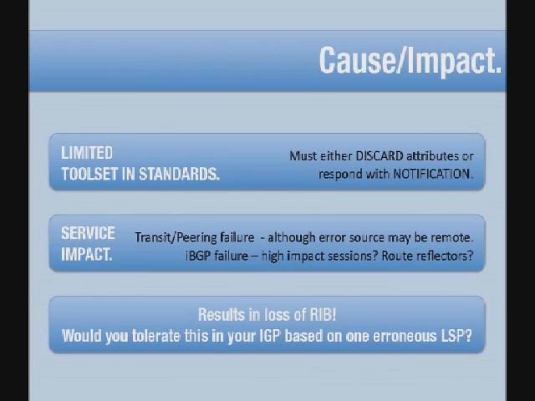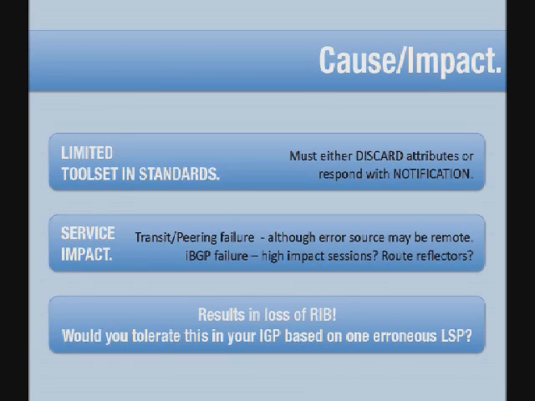To summarize this section, and this is the justification for why we want to look at this mechanism and see whether it's going to change, the cause of the issue is really a limited tool set in the standards. At the moment, you've either got to discard an attribute that you thought was erroneous, or discard the update with all the implications of that, or respond with a notification. It's not that an implementation is ignoring a more flexible way to do it. Actually, there isn't a more flexible way to do it at the moment, and for us to amend that, we really need to have one.